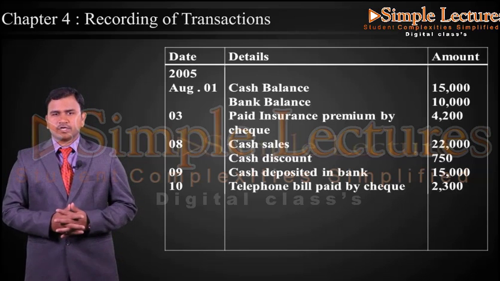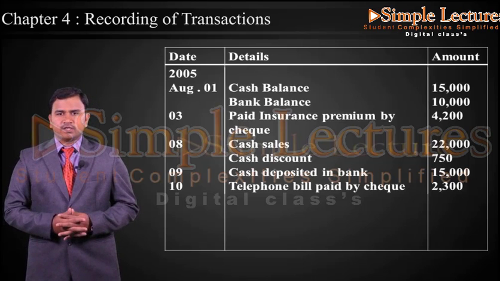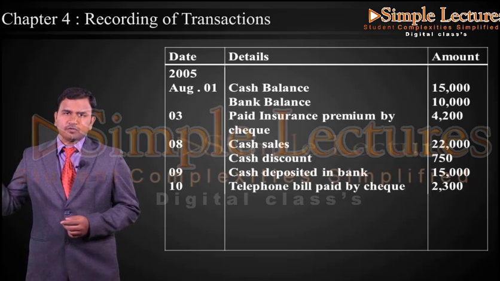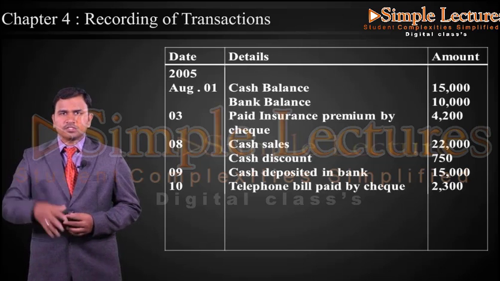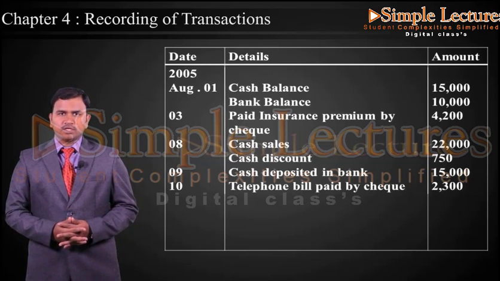So let us take in the credit side, the date will be August 10 and the entry will be by telephone charges, and the amount will be recorded in the bank amount column because it is paid by check. So in the bank amount column 2,300.